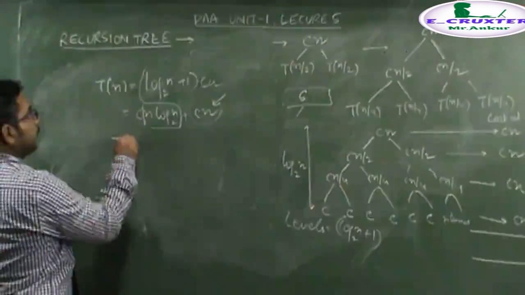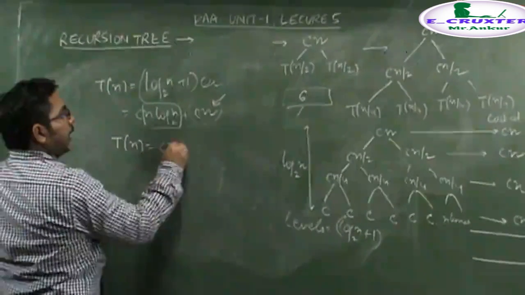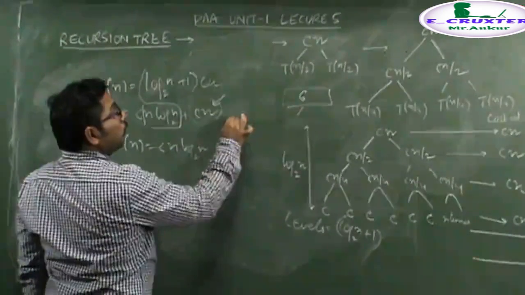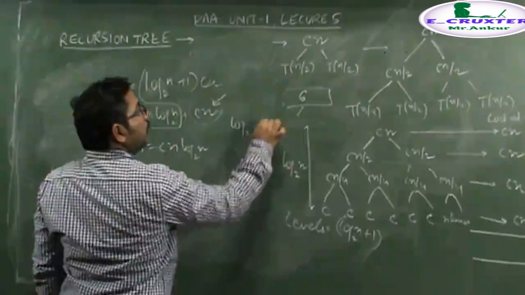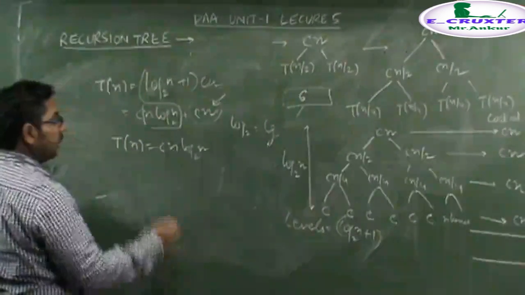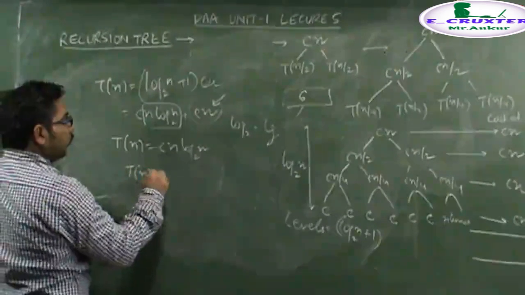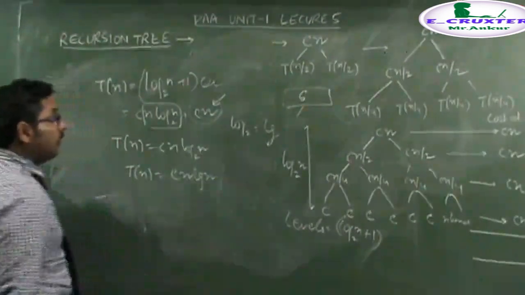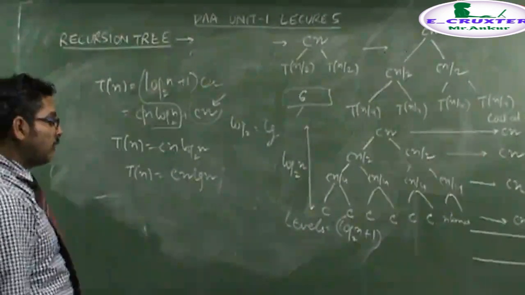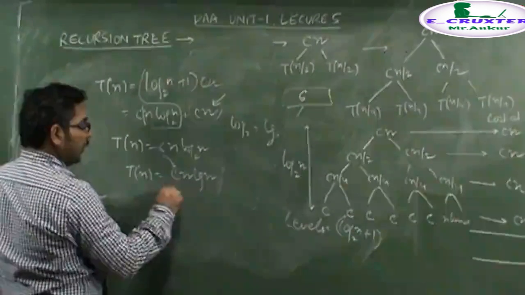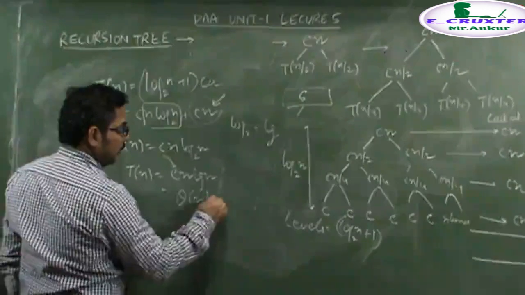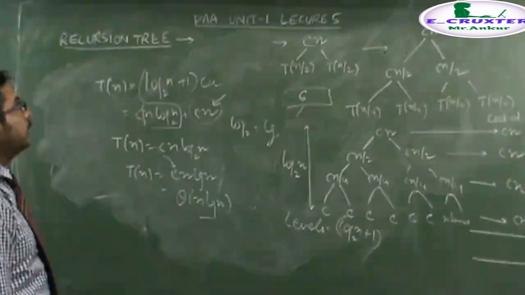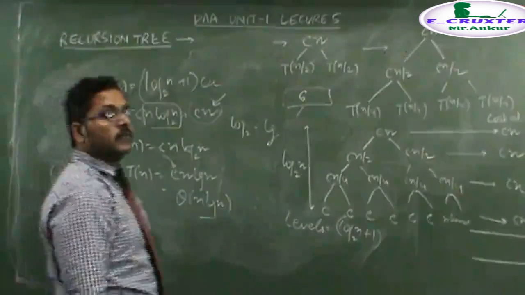Hence T of n is equal to Cn log base 2 of n. And in the previous section I told you that log with base 2 is denoted by lg. Hence T of n is equal to Cn lg n. And when we denote it by the notation, we remove this constant C and it becomes theta of n lg n. Hence the running time of merge sort is n log n, and this is basically the recursion tree method.